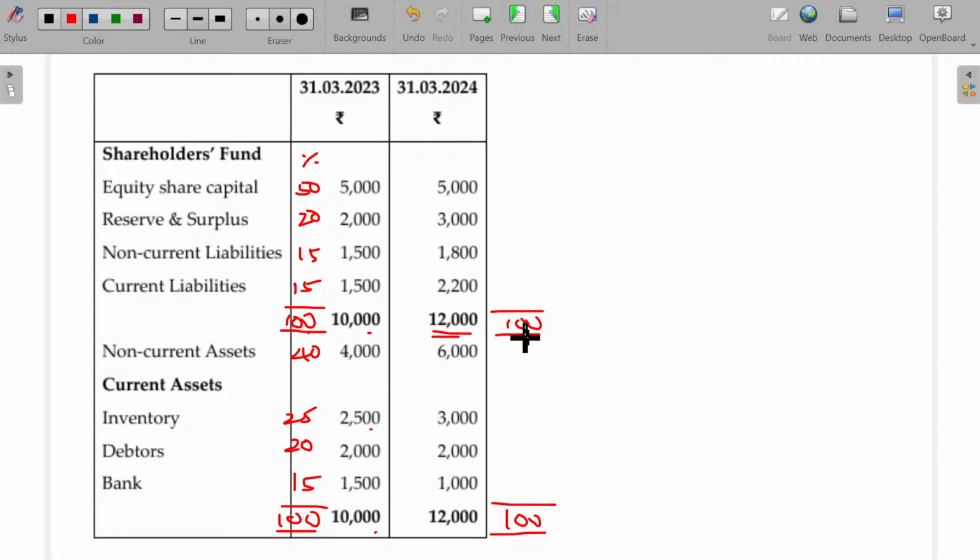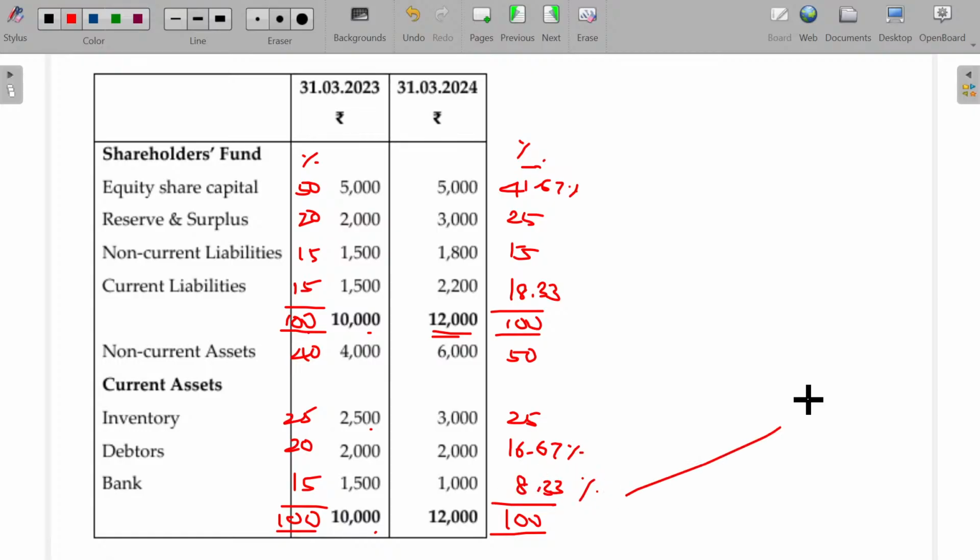Out of 12,000 rupees, 5,000 is the equity share capital, and what is the proportion here, or percentage here? 5,000 divided by 12,000. 41.67%, 25%, 15%, and 18.33%. Similarly, in case of assets, 12,000 and non-current assets being 6,000, otherwise 50% and 25%. Here 16.67% and 8.33%. Hope you will be able to understand common size.